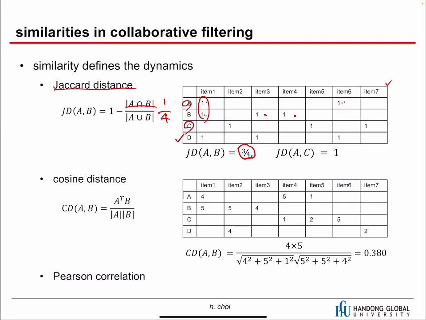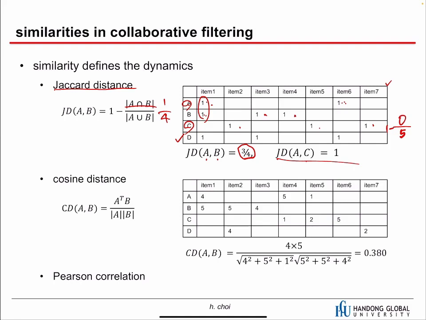What about A and C? How many items do we have in the union? 1, 2, 3, 4, and 5. We have 5. And how many items do both like? Nothing, 0. And 1 minus 0 is 1. So the distance between A and C would be 1. So A is closer to B than C. We can actually measure the distance based on this Jaccard distance.